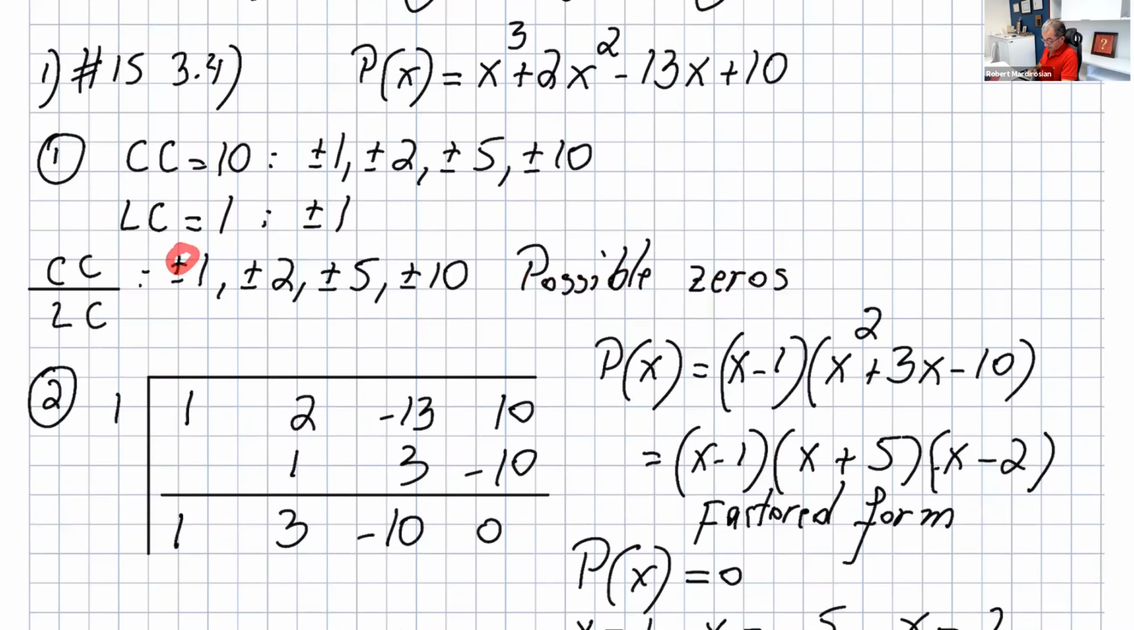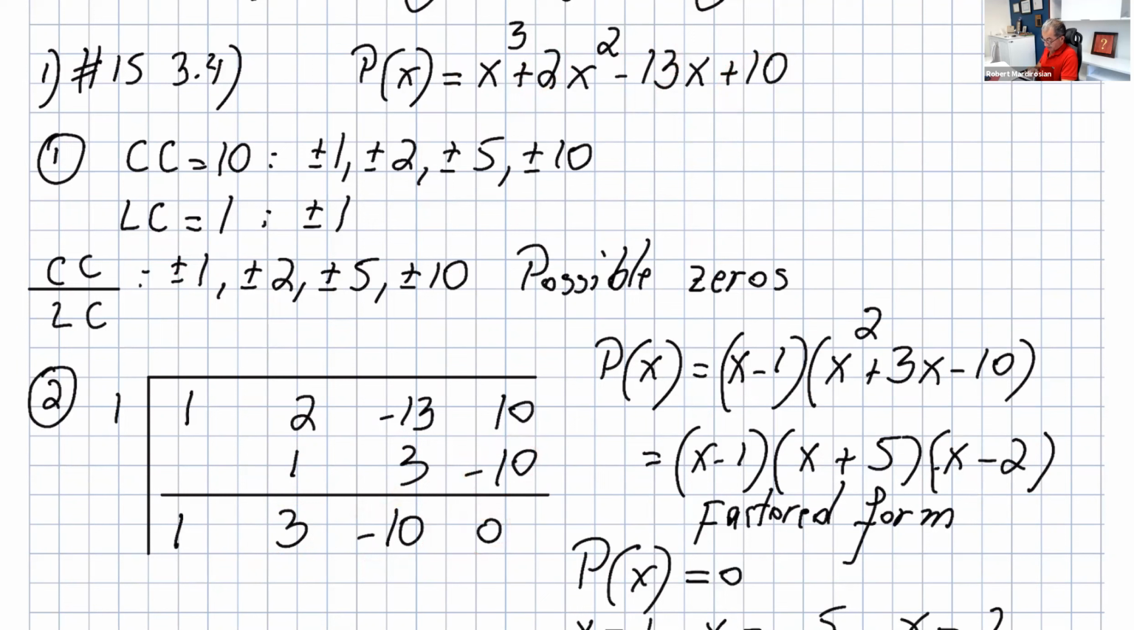Start with 1. Write the coefficients 1, 2, -13, 10. Bring the 1 down. 1 times 1 is 1. 2 plus 1 is 3. 1 times 3 is 3. -13 plus 3 is -10. 1 times -10 is -10, and you get 0 here.